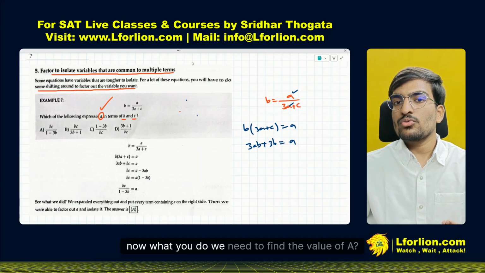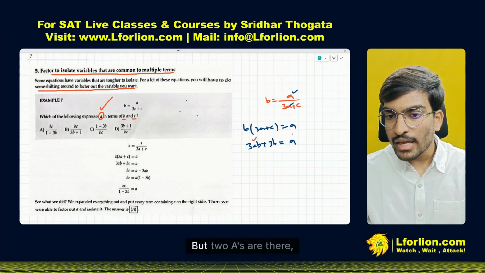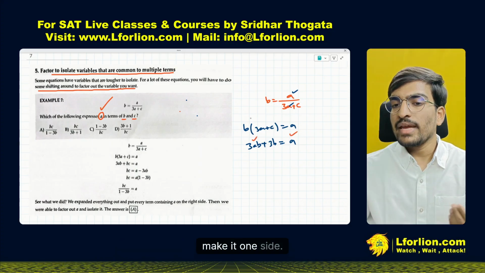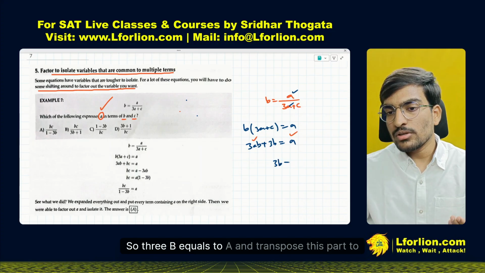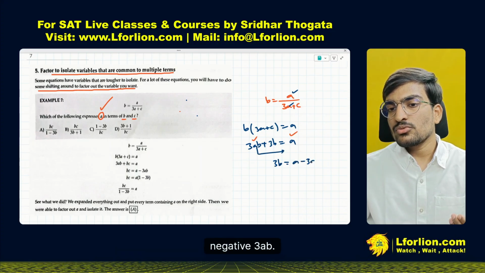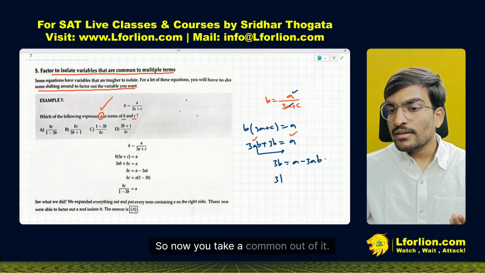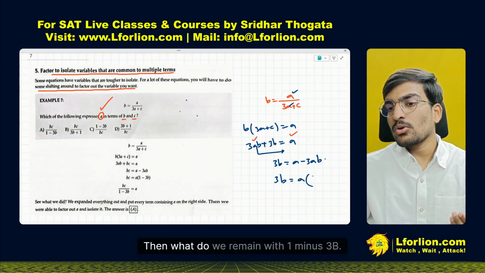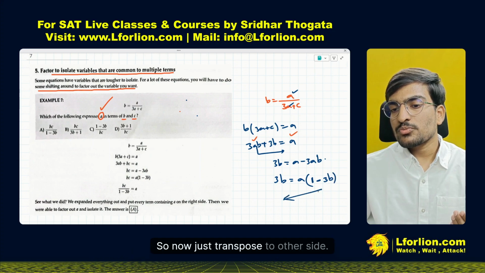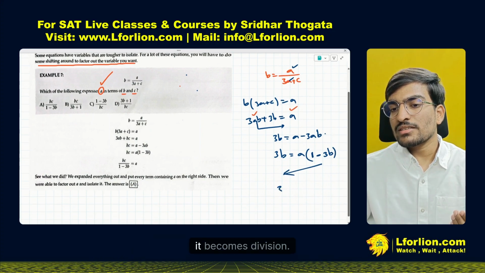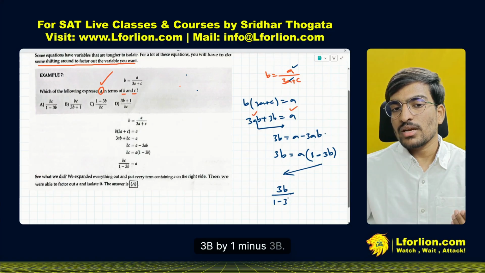Now we need to find the value of a, but two a's are there. Make it one side: 3b equals a, and transpose this part to the other side, negative 3ab. So now take a common out of it. Then what do we remain with? 1 minus 3b. Now just transpose to the other side. It is in multiplication, so it becomes division: 3b by 1 minus 3b.